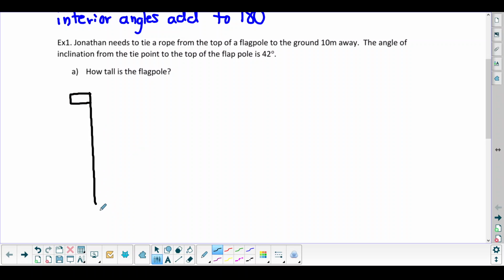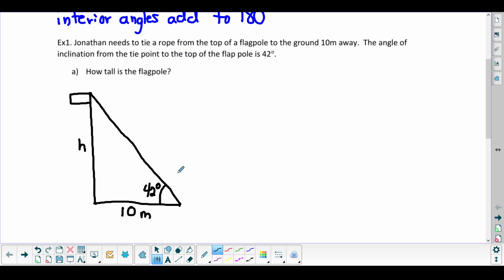And we have some wire that is 10 meters away, it says. So something like this. There's our wire. And it tells us that the wire's tied 10 meters away, and the angle of inclination, which is the angle above horizontal and inclined up, is 42 degrees. It's asking us how tall the flagpole is. So we might call that h or something for the height of the flagpole.